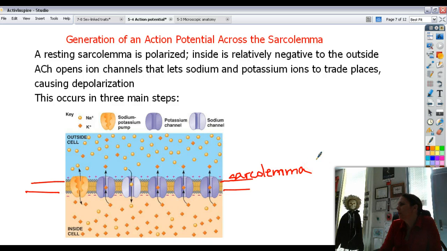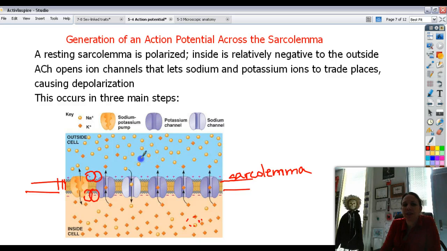The cell membrane of the muscle fiber. Sarcoplasm is the cytoplasm inside, down in here. So we have our sarcolemma, which has all these pumps in it. And what happens is that as my electrical current comes by, you can see there's little positive charges on the outside and negative charges on the inside.